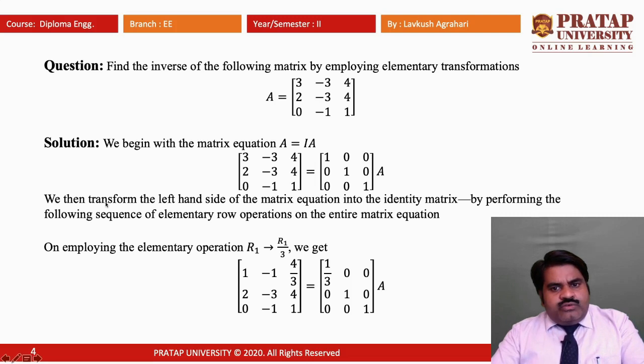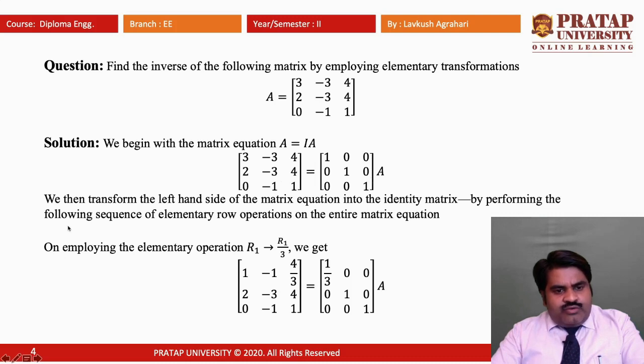So now we are going to use the elementary transformation in finding the inverse of any matrix. We have a question in front of us. This is a matrix of order 3. We have to find the inverse of the given matrix by employing the elementary transformations. So first we write the matrix in the form A equals IA. A is the given matrix, I is the identity matrix of order 3, and A is written as it is.